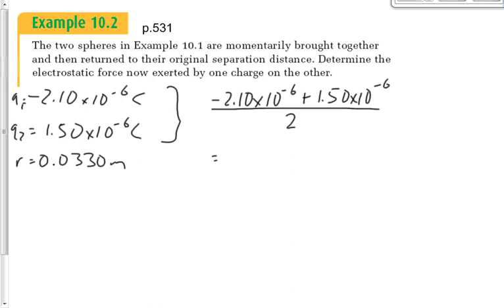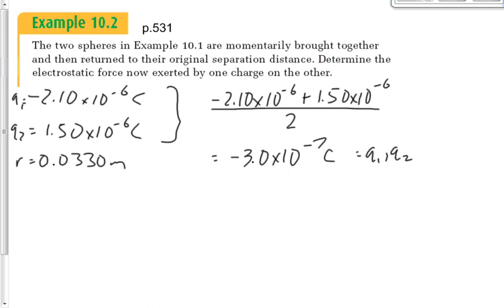Negative 0.6 or negative 3.0 times 10 to the minus 6? That's not right. 7? Is that right? That's the charge on both of them, right? That's going to be Q1 and Q2 after we touch them together.